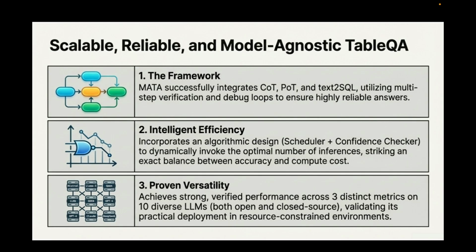The experimental results show that this framework is useful, especially for harder table question answering tasks where one reasoning style alone is not usually enough. So the final message of the paper is that strong table question answering requires more than just a powerful base model. It also needs smart coordination between different reasoning methods, plus mechanisms for validation and efficient decision making.